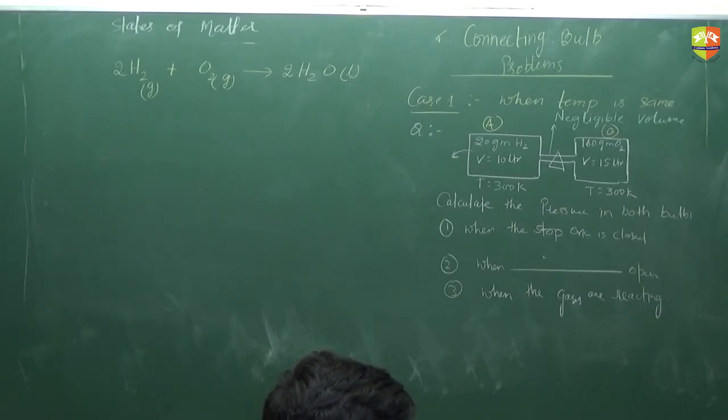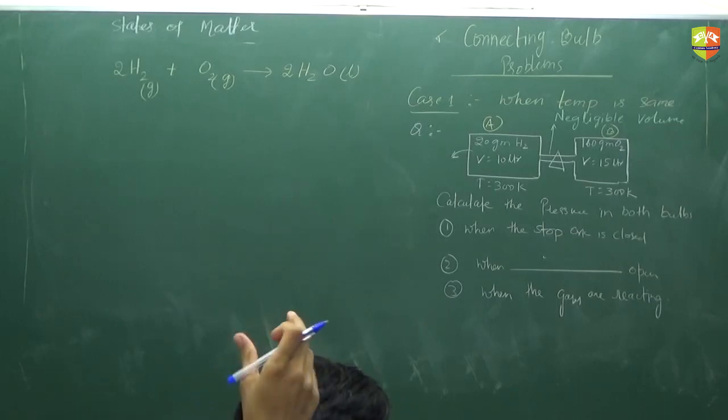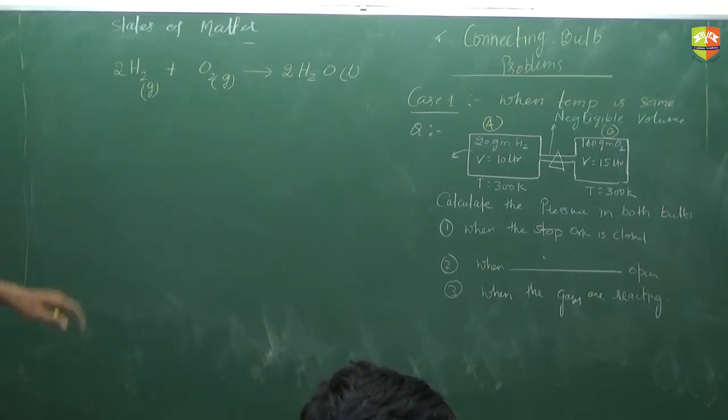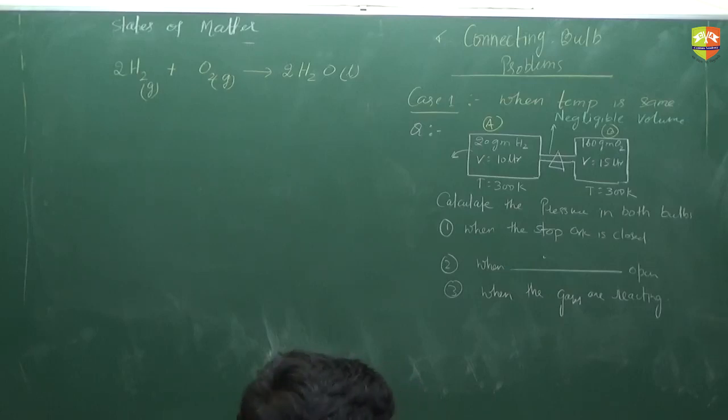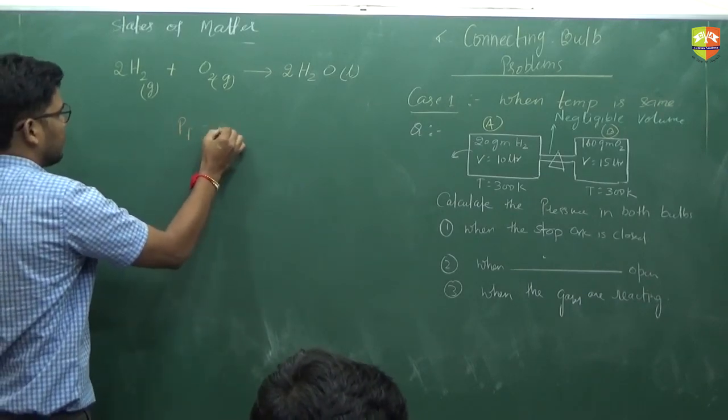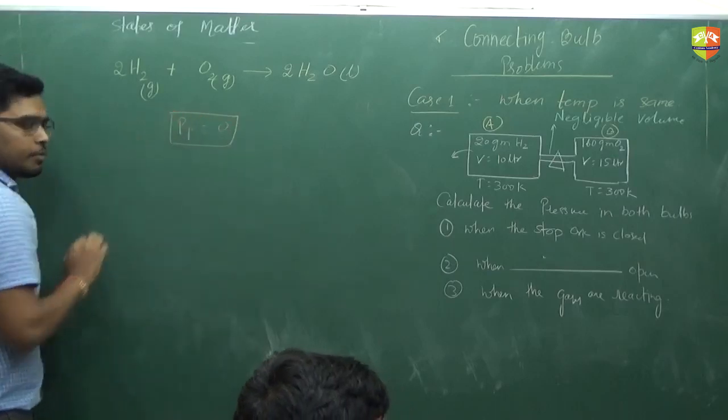What we need to find out? We have 2 moles of hydrogen and 1 mole of oxygen. But when gases are reacting, what happens? H2O is liquid. If it's liquid, then you can't do anything. For liquid, we cannot find out the pressure.